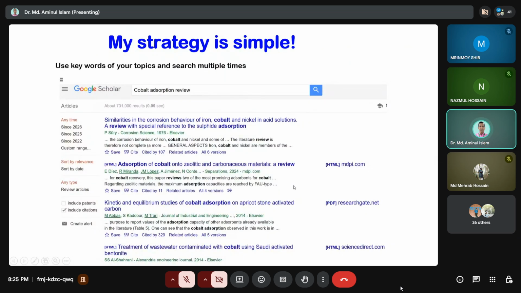However, my strategy is very simple. I usually use Google Scholar for collecting all literature. For example, if you want to write a cobalt adsorption review, you can search using keywords of your topic and search multiple times. Then you will get several articles. You can collect your articles as PDF, and usually you can use Google Scholar for collecting literature or articles.